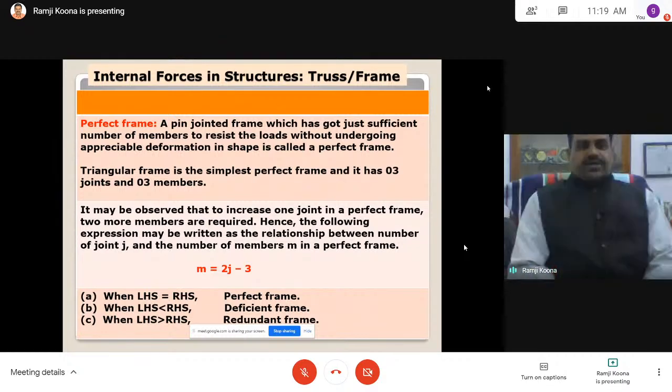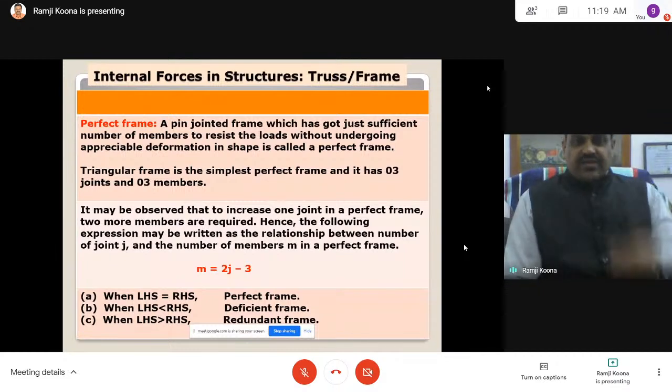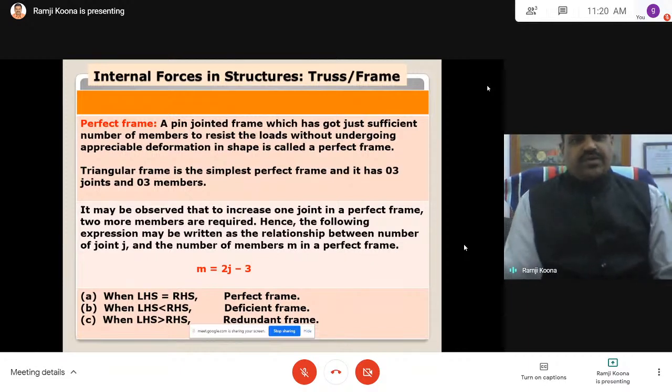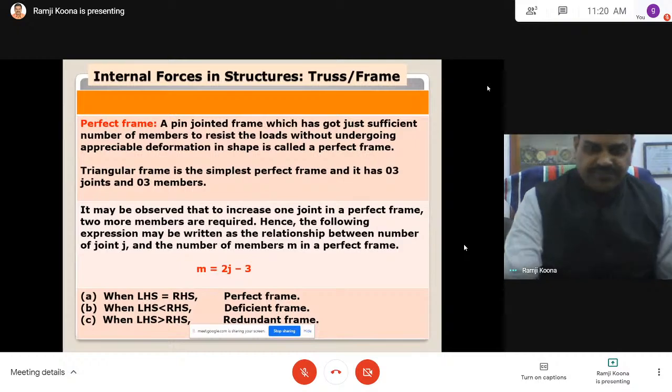See now here, left hand side is greater than right hand side, redundant frame. That's why what I mentioned. It can be a deficient or imperfect frame, or these two are imperfect nature. But the perfect frame is left hand side equal to the right hand side. That is m is equal to 2j minus 3.